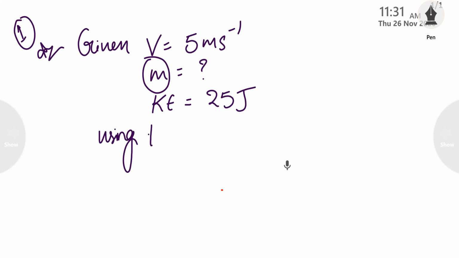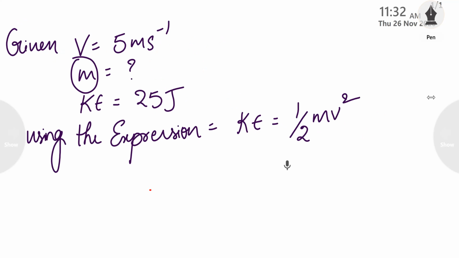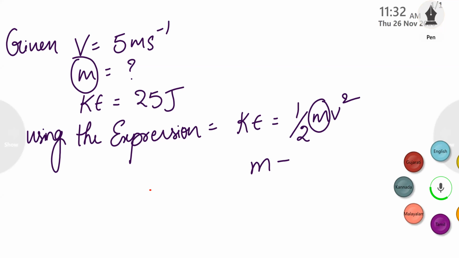So we can use the expression kinetic energy is equal to half mv square. Now if we want to calculate m here, this formula can be written as m is equal to 2 into KE, kinetic energy, by v square.